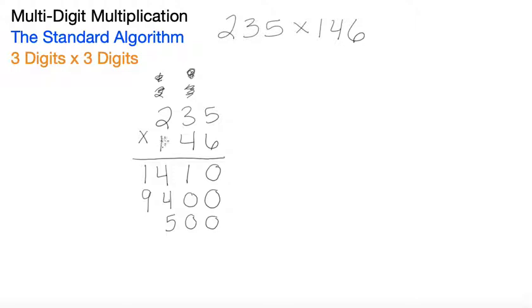And then we move on with the same. 1 times 3 is 3. 1 times 2 is 2. Now that I have all my products, I'm going to add them together just like every other time.